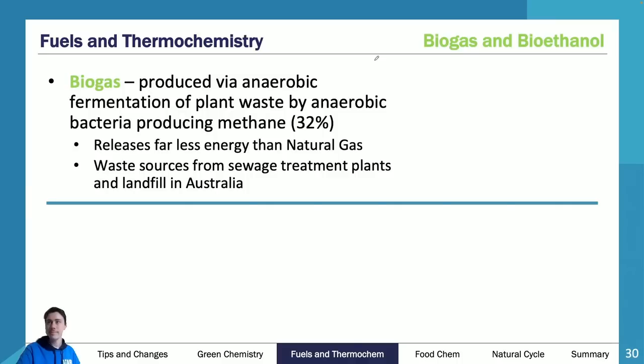So we're going to go through the three main forms of biofuel now. This is very brief what I'm giving you. There is a much greater proportion of content that you need to go through for these.